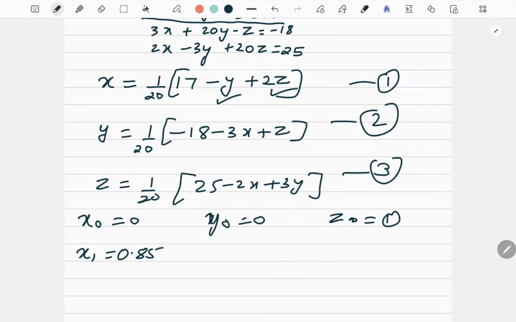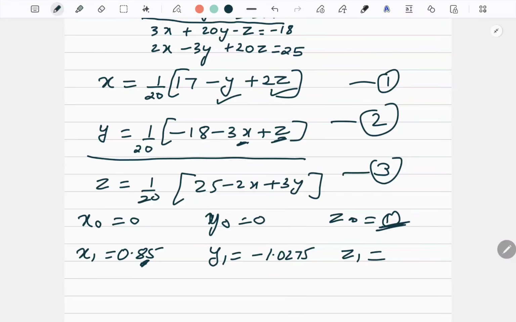Sit with your calculator so that you will understand. Then for y1, I will go to the second equation. Now for the x value, I should put the latest value, so I should put 0.85 here. But the latest value of z is 0 only. So I will put z = 0 and x = 0.85. So minus 18 minus 3 into 0.85, upon 20, will be my value of y. So it will be minus 1.0275. Try it with your calculator.